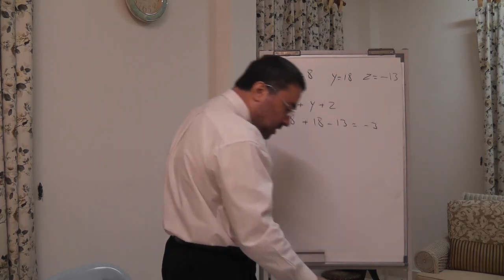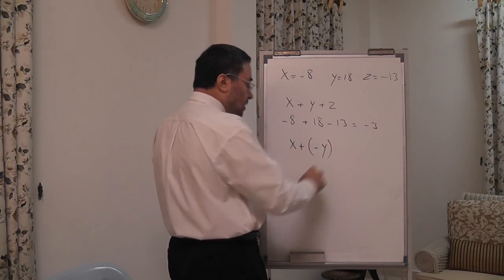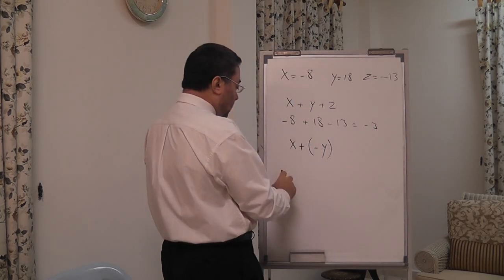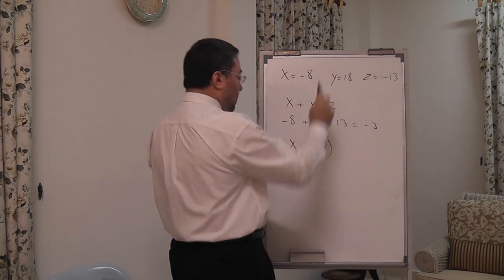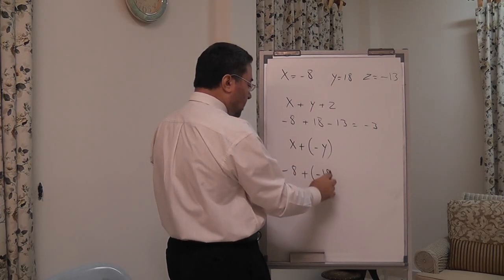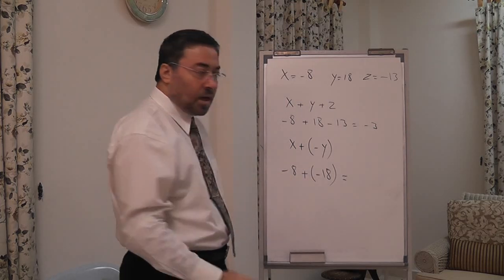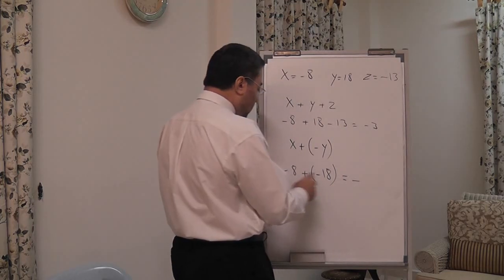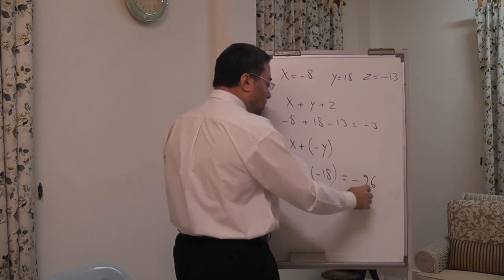X plus minus y. And that's question number 43. X is minus 8 plus minus y, y is 18, so minus 18. And here we have two negatives, we add them, and the sign will be a negative sign. So 8 and 8 is 16, carry 1 and 2.